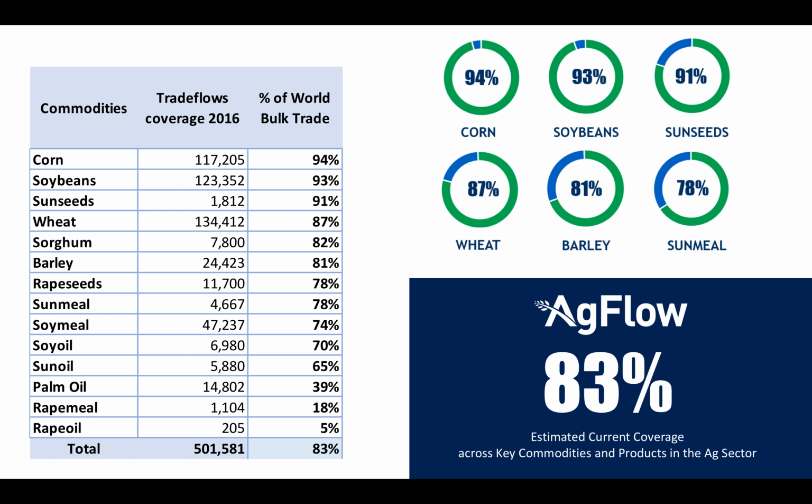In looking at this, overall, for the 14 commodities and products that we are covering, we believe that we have 83% coverage. And if you look at the rankings, we see we have very good coverage for the corn, soybeans, sunseed, and relatively good for wheat and sorghum and barley. We like to think that we really get good coverage at plus 90%.